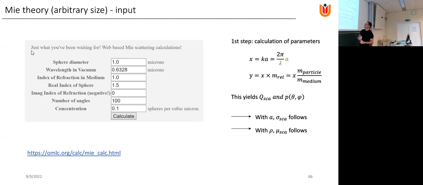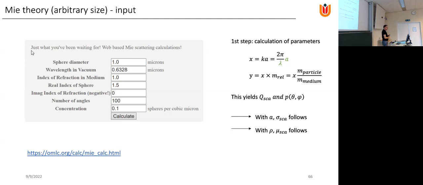So here you see the input screen. What you need to put in is, of course, the size of the sphere, the diameter, the wavelength in which you're interested in analyzing, the refractive index of the sphere, and the refractive index of the medium in which it is embedded. So that could be in air or in water. And then this basically is just for the calculation, so the number of angles that you have.